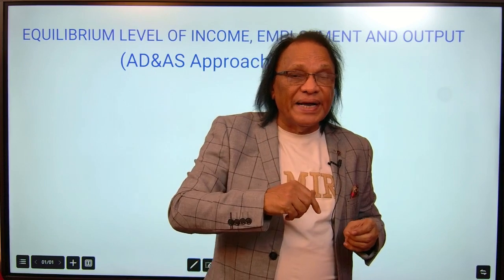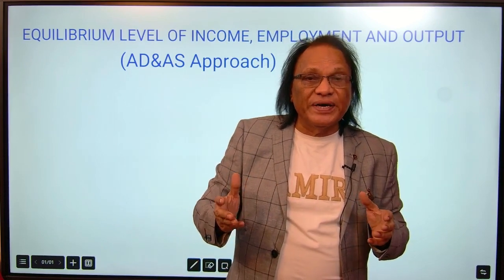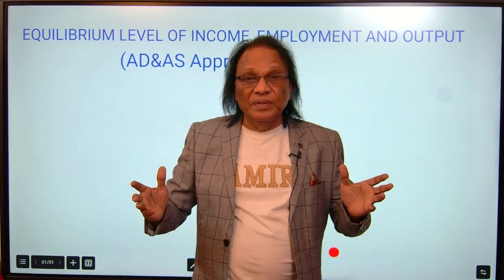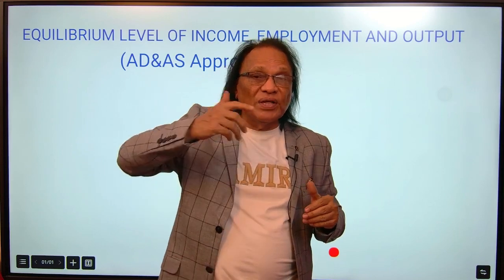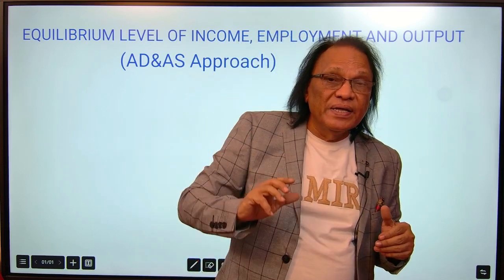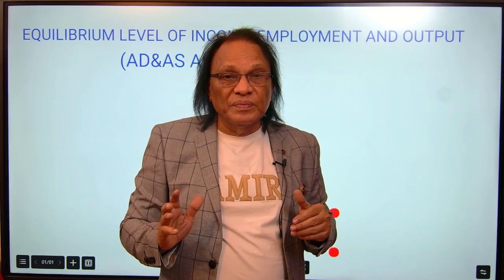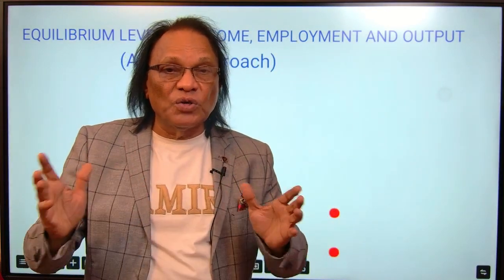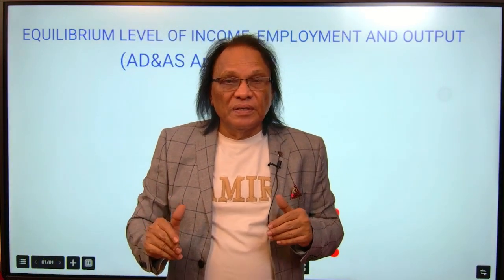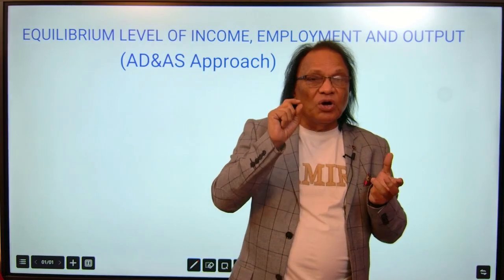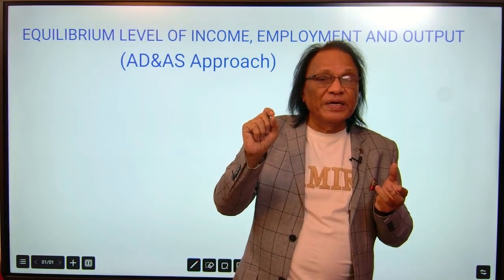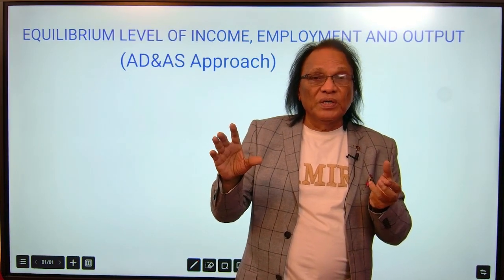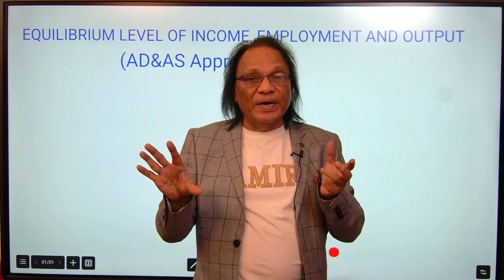Or we can call it plan in economics. In Latin, we call it ex-ante. Ex-ante AD is equal to ex-ante AS, supply. In simple words, if there is demand for 100 cars in the economy, the supply should be 100 cars. AD is equal to AS. That is, the first intro you write: the economy will be at equilibrium level of income, employment and output when aggregate demand is equal to aggregate supply.